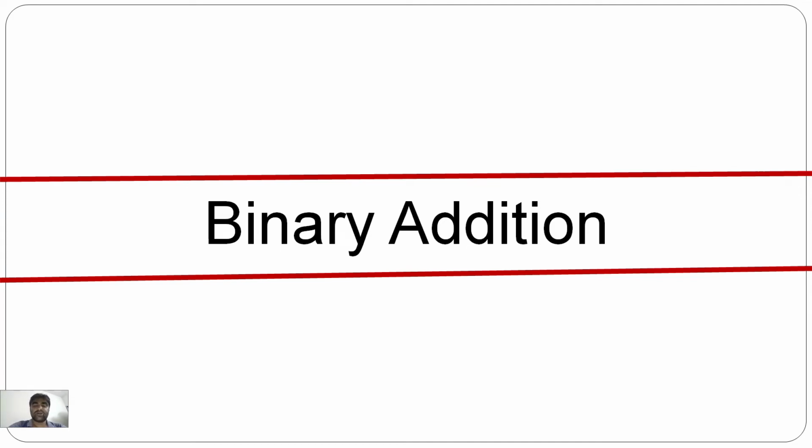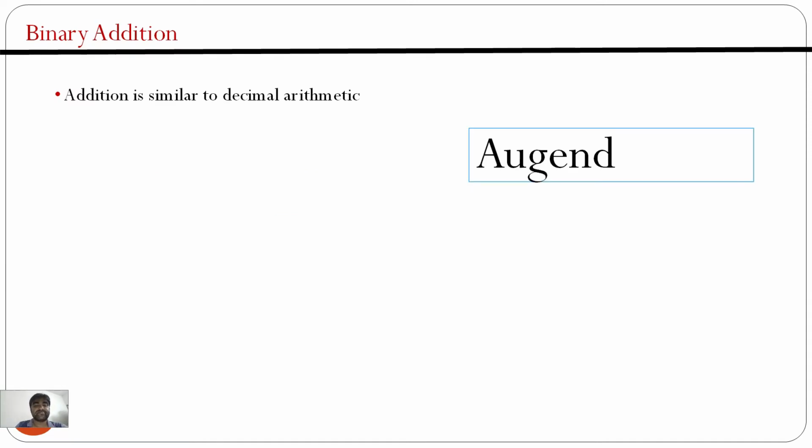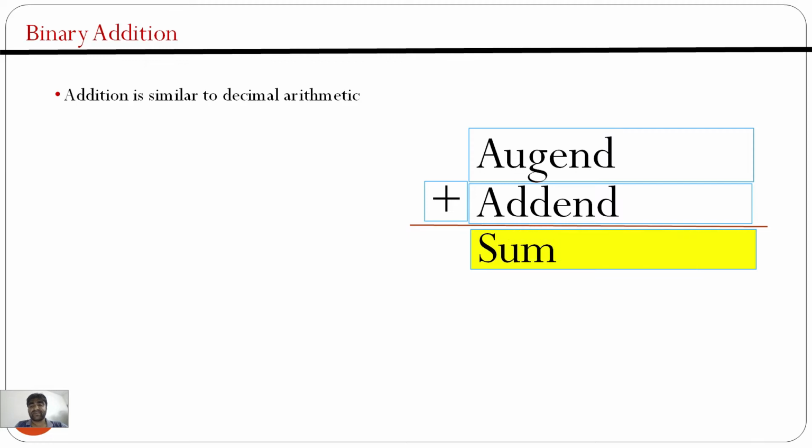Today, our topic of discussion is binary addition. Binary addition is quite similar to decimal arithmetic addition. It has two terms, one is the augend (adjacent) and the other is the addend. The addend is added to the augend and it forms the sum, and the other result is the carry. We'll discuss details about the augend, addend, sum and carry with some examples.